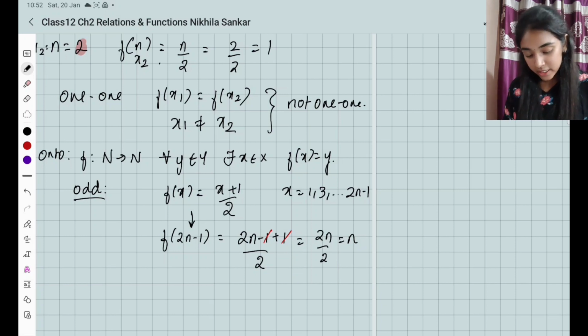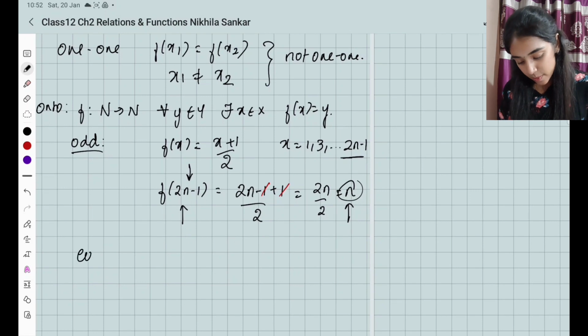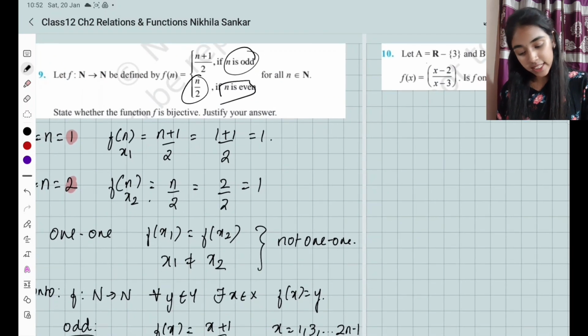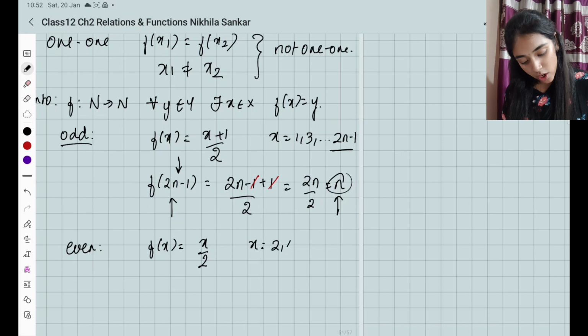So what do we see here? If I substitute an odd number, I can get any n. It can be even or odd, either one. 2n minus 1 is odd, and n can be even or odd. Now let's look at even numbers. When you talk about even numbers, similarly, f of x is going to be x by 2. The case gives x by 2 here, so we take x by 2, where x is going to be all even numbers, 2, 4, 6, 8, until 2n.